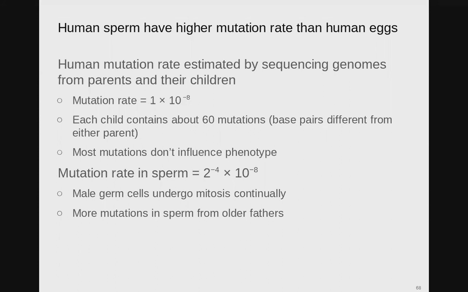And most mutations, as you'd imagine, simply don't affect phenotype. Remember, the coding capacity of the human genome is only about 3%, i.e. 3% of your genome makes a protein. Most of your genome doesn't seem to encode for anything. So trait-wise, a very small proportion can actually make a trait. The rest of it doesn't do too much, as far as we know. Now, the mutation rate in sperm varies between 2 to the minus 4 and 10 to the minus 8.